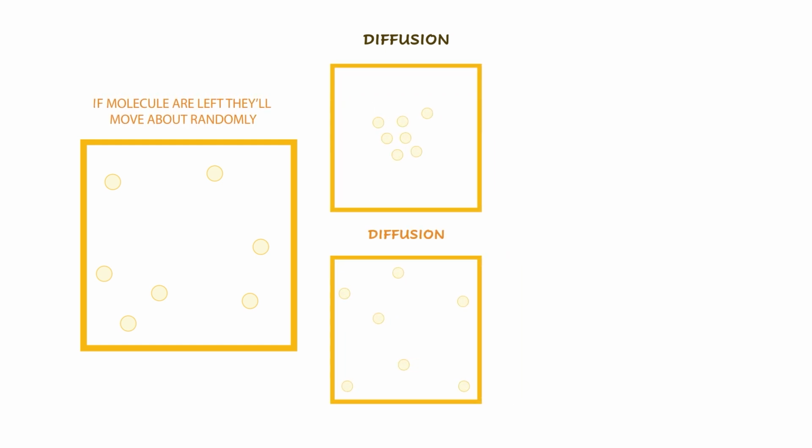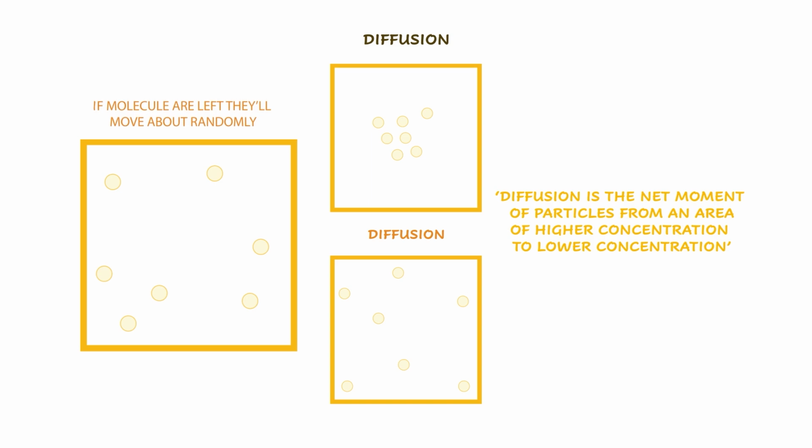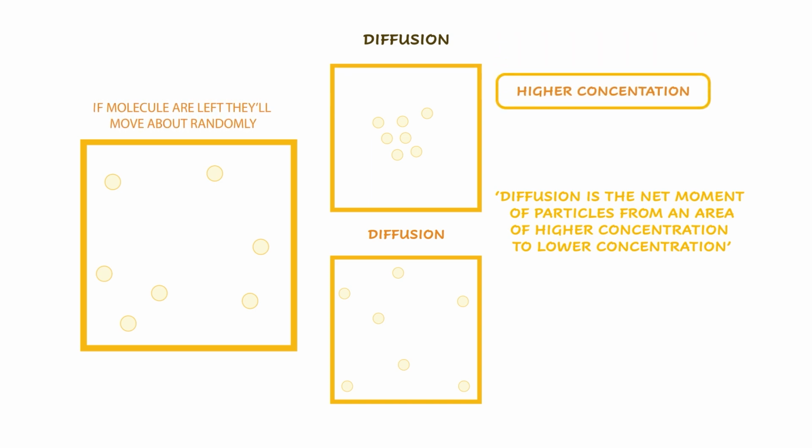The definition to remember is that diffusion is the net movement of particles from a region of higher concentration to a region of lower concentration. Diffusion occurs in both gases and liquids.